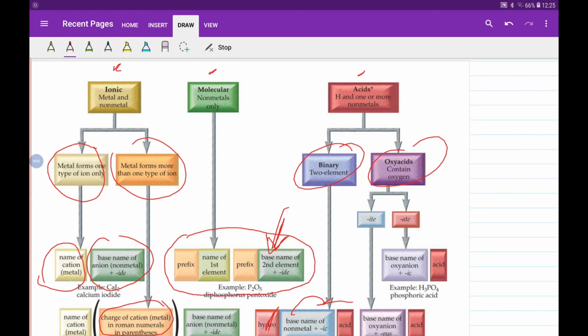For oxyacids, we need to determine if the name of the polyatomic ion ends with ITE or ATE. If it ends with ITE, then the ending of the acid will be OUS. If it ends with ATE, then the ending of the acid will be IC, and both will be followed by acid. And until next time with the next chapter.